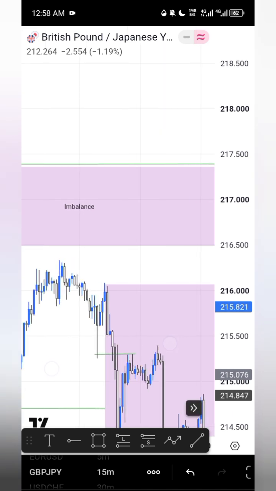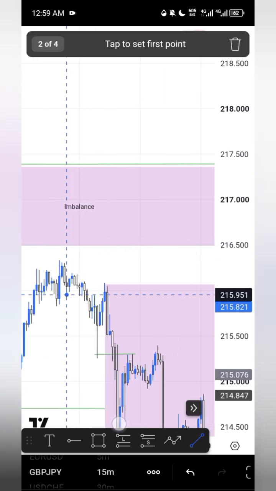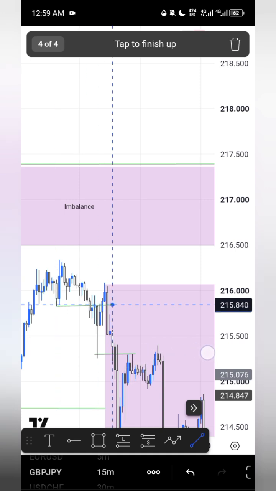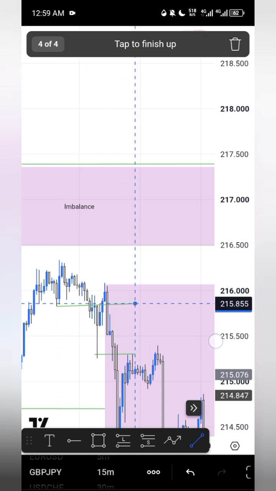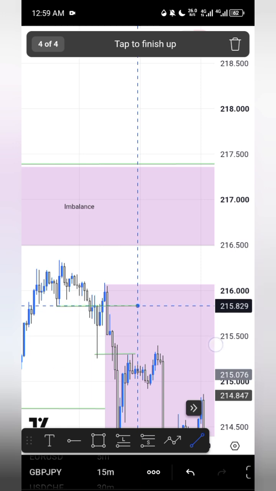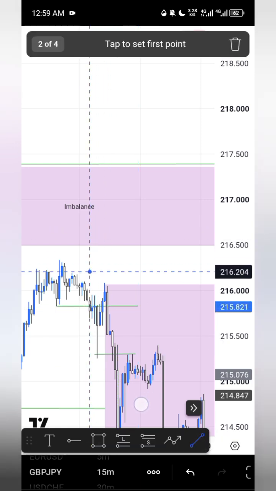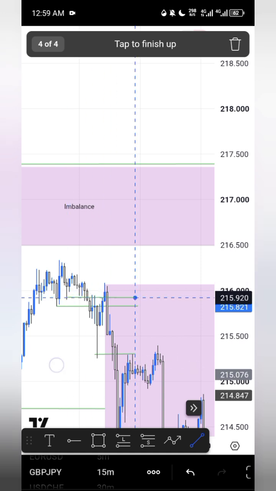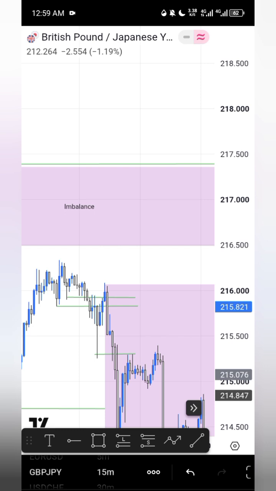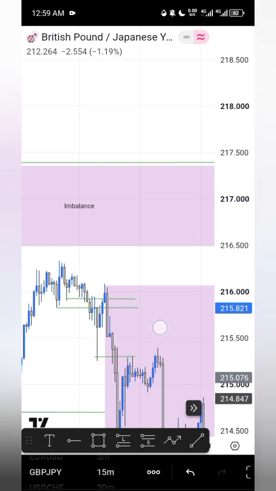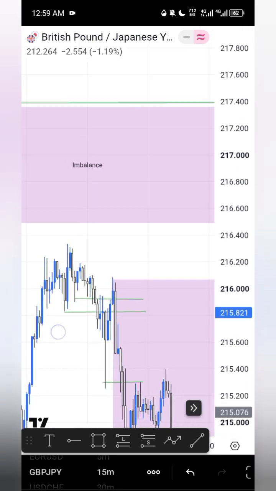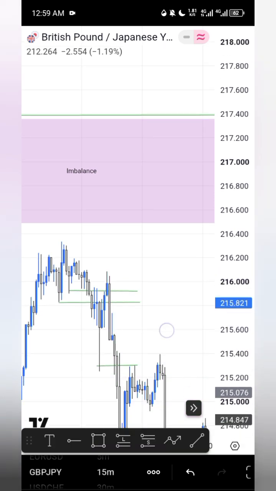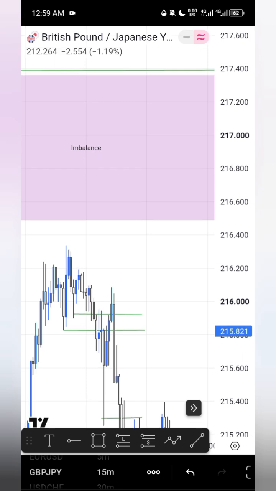Then I went on to the 15 minutes, and in the 15 minutes I found an entry for myself. Let me mark that out. This was the first one I spotted, this one right here. I extended it out as a possible entry. Then I extended this second part out also. Price is always moving in an area, not necessarily from a point. That was why I marked out these two points. So let me delete this. These were the two points I marked out as my area for entry.